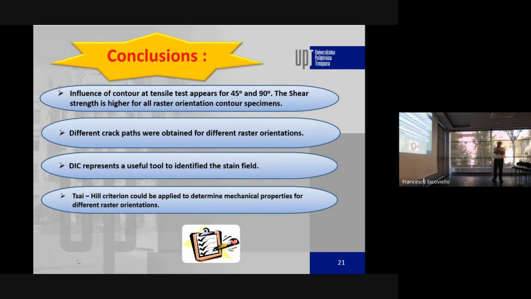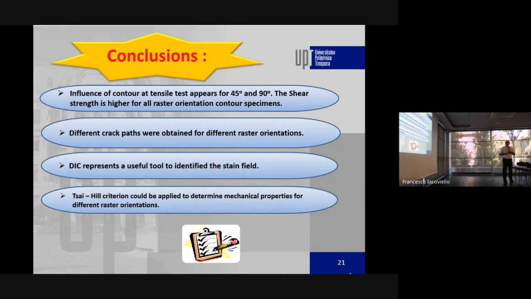The influence of the contour appeared for all the specimens in the shear test, and for the specimens in the tensile test only for orientations at 45 degrees and 90 degrees. What I can say from these results is that if we want to be sure that we have, let's say, a stronger additive manufacturing component, it's better to use such contours around the specimen. If we want to characterize the mechanical properties, maybe it's better not to have these contours.